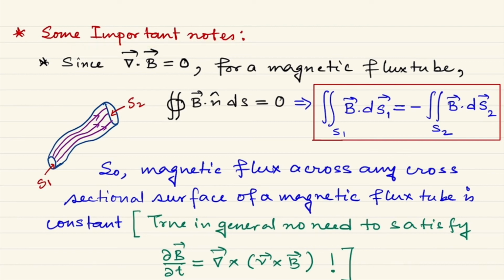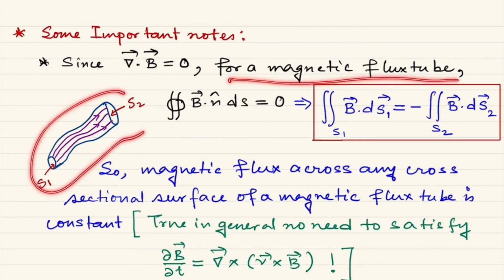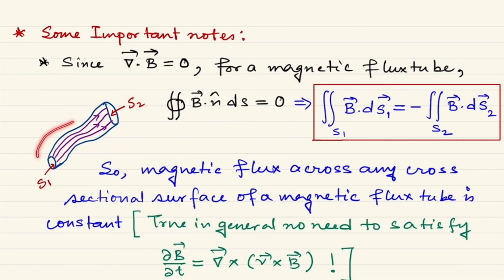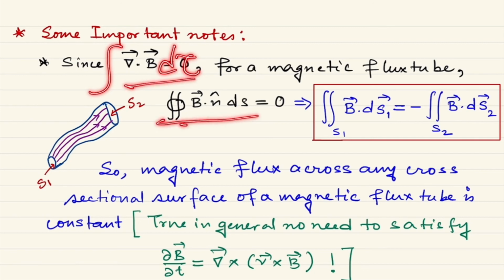Divergence of B is always 0. So if you take a magnetic flux tube in an MHD fluid and consider a volume of this, then the total magnetic flux through the whole surface which encloses that volume of the flux tube is also 0. That is simply because of Gauss's divergence theorem. You just have to do the integral over d tau, and that will be simply equal to the closed surface integral of B dot n dS, which is equal to 0.